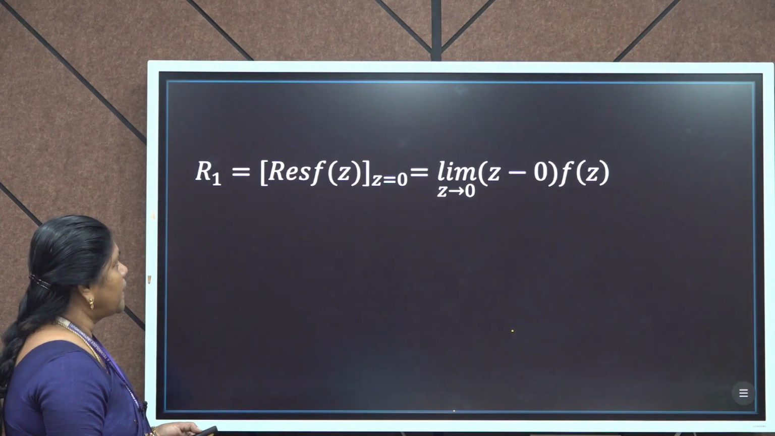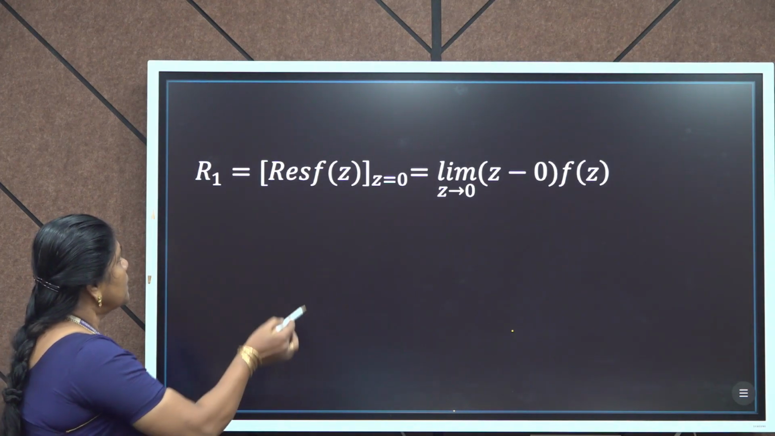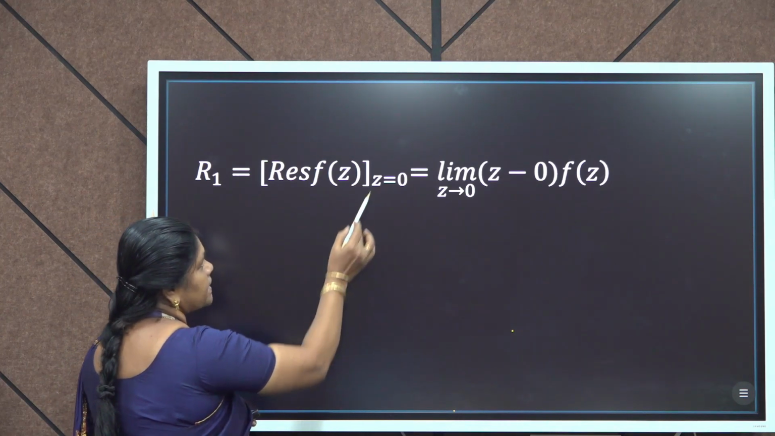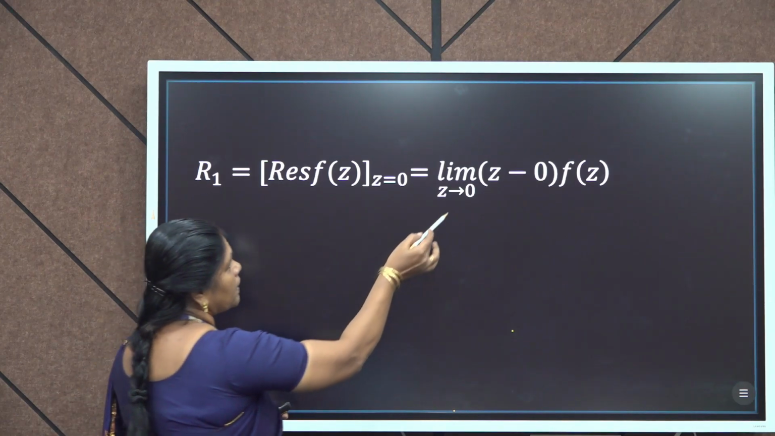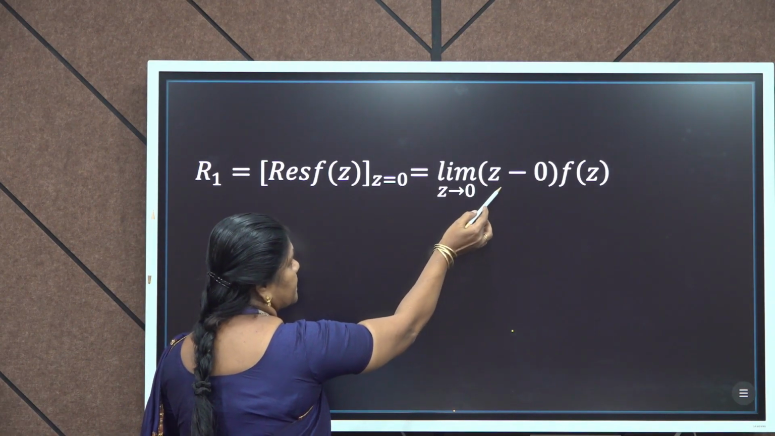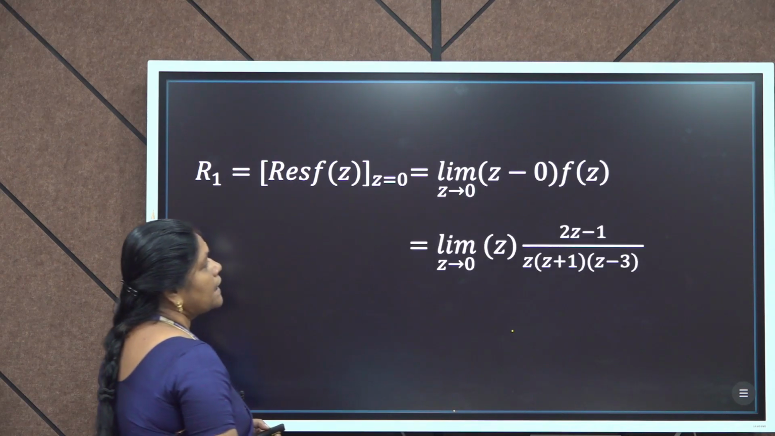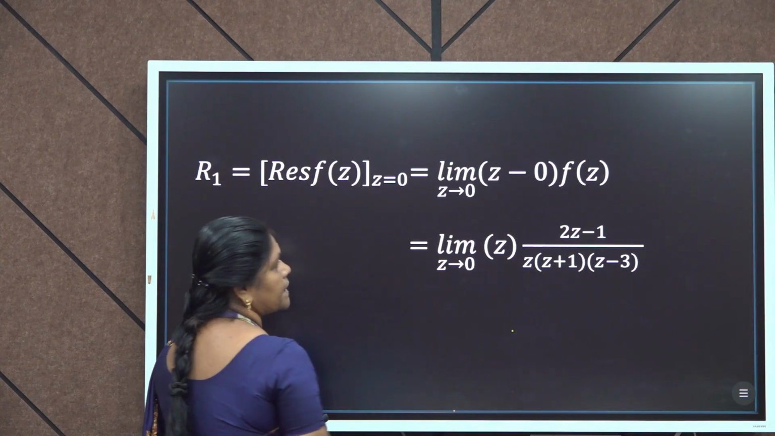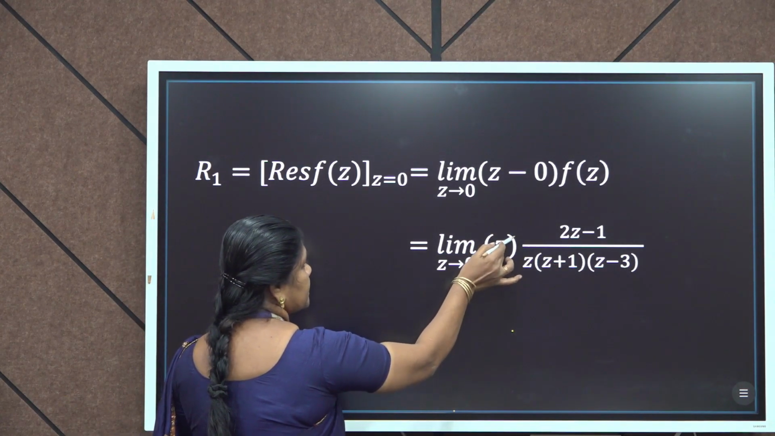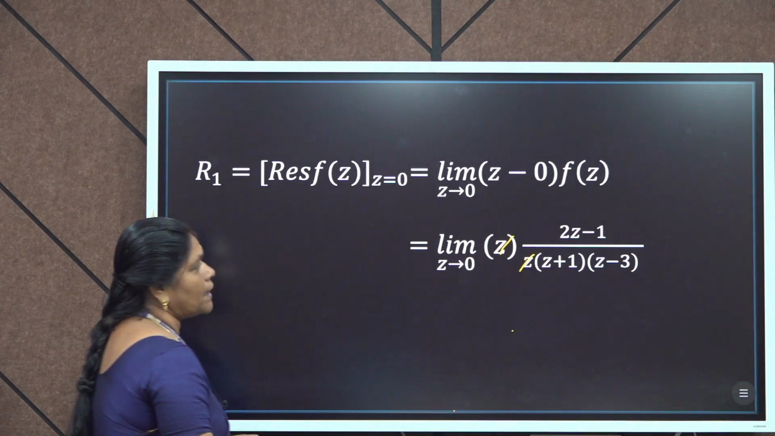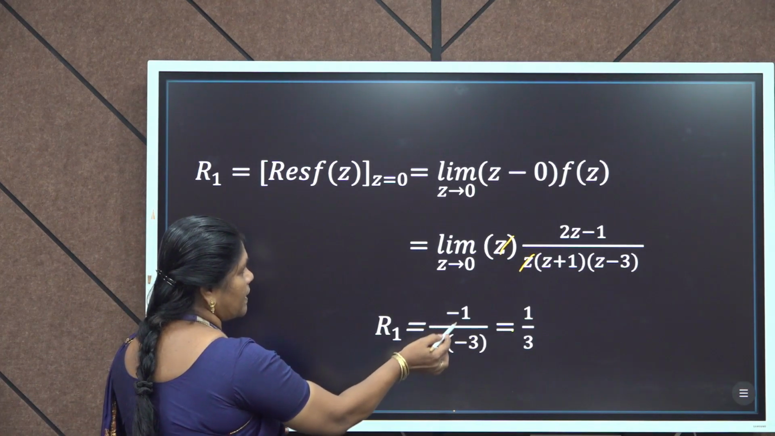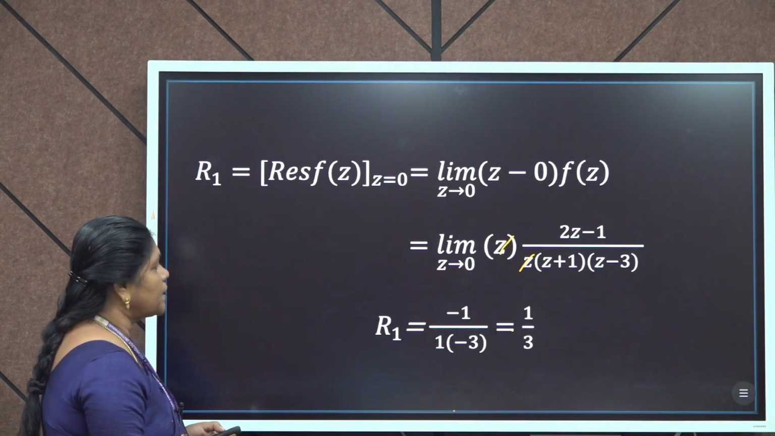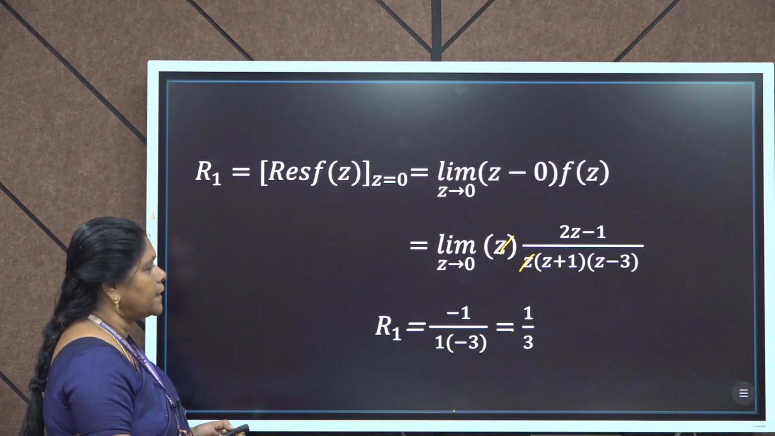Now let us find the residues at the poles inside. So here residue R1 is the residue of f of z at z is equal to 0. Here z is equal to 0 is a simple pole, therefore the formula is limit as z tends to 0 of (z minus 0) into f of z. Substituting f of z, (2z minus 1) divided by z into (z plus 1) into (z minus 3), cancelling this z, then substituting z is equal to 0, we get minus 1 divided by 1 into minus 3, that is equal to 1 by 3. Therefore, the residue of the function f of z at z is equal to 0 is 1 by 3.